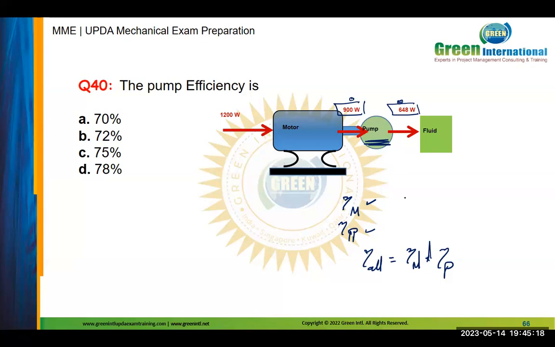Sometimes the examiner repeats this question with another two elements: efficiency of the generator and efficiency of the turbine. It's the same idea: the overall efficiency is the efficiency of the turbine multiplied by the efficiency of the generator.